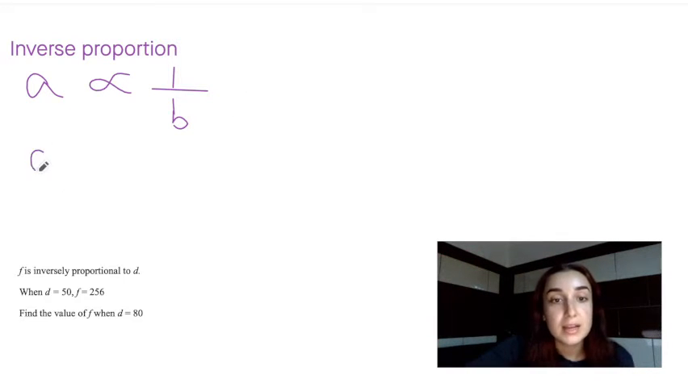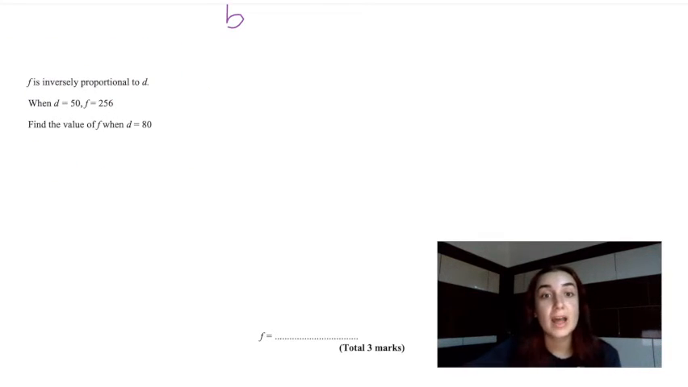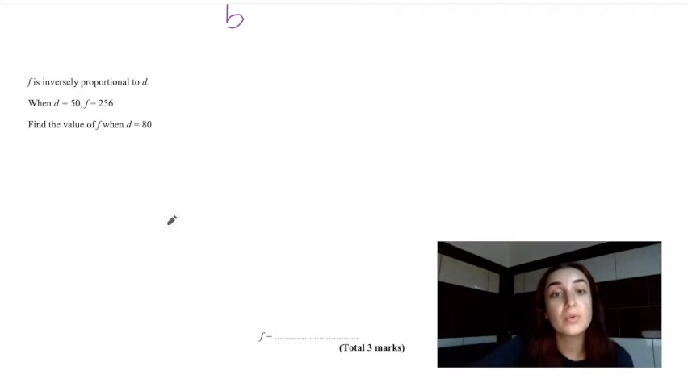Then we can write down A is equal to K times 1 over B, or K over B, depending on how you want to write it. Now let's solve this problem, which says that F is inversely proportional to D. When D is 50, F is 256. Find the value of F when D is 80.